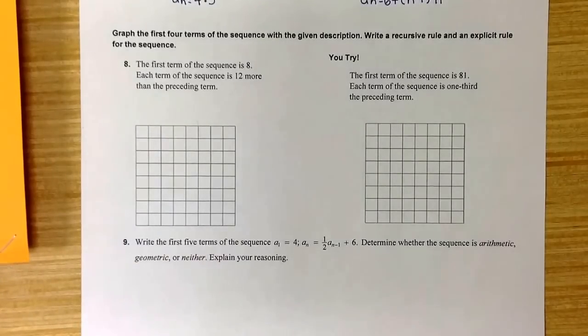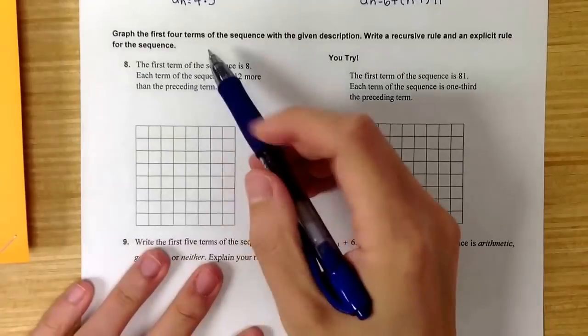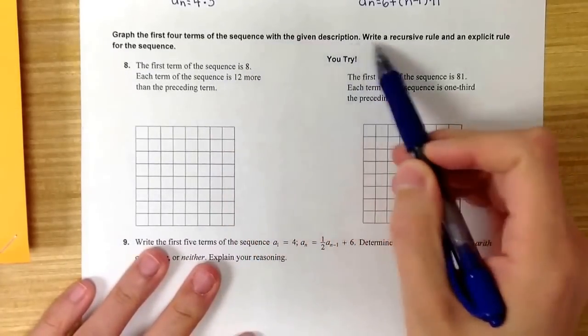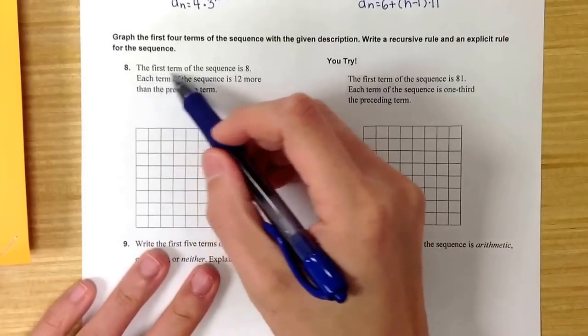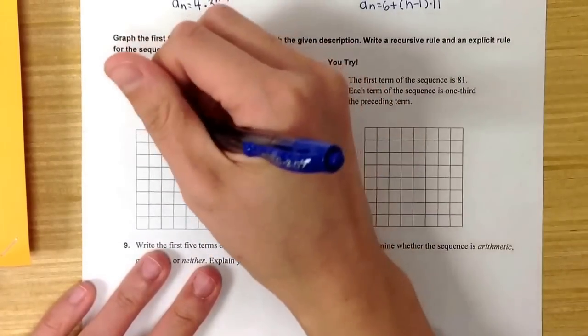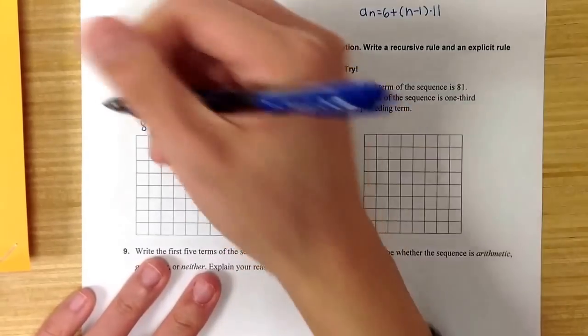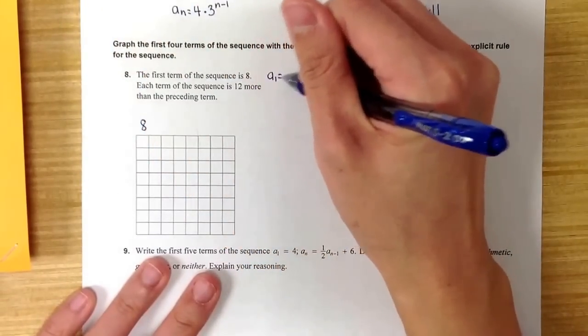Okay, a few more, then we're done. Number 8, graph the first 4 terms of the sequence with a given description, write a recursive rule and an explicit rule for the sequence. So it says the first term of the sequence is 8. So my first term is 8. In other words, a1 equals 8.